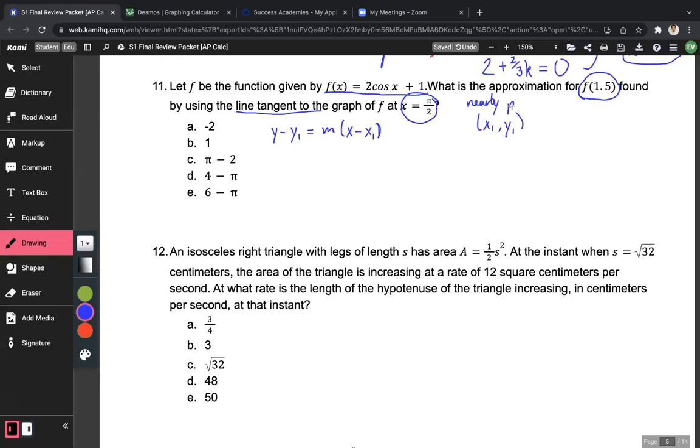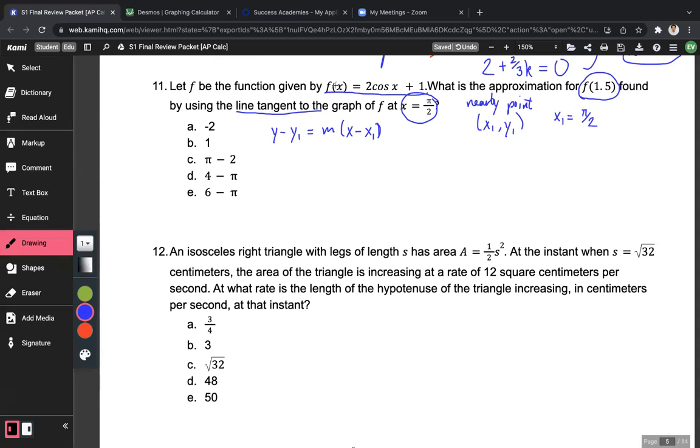A nearby point to the thing I'm trying to estimate, f of 1.5. And I'm already given that, right? I say using the line tangent to the graph at x equals pi over 2. So x1 is going to just equal pi over 2. How do I find y1, you may ask? Well, you're given the function f of x.